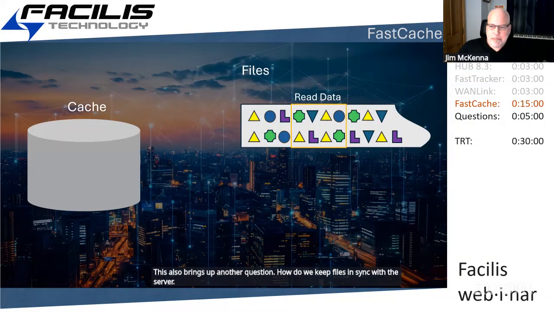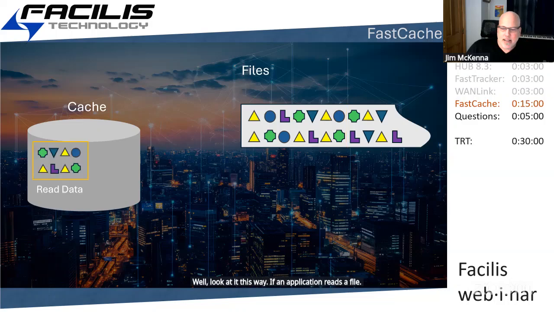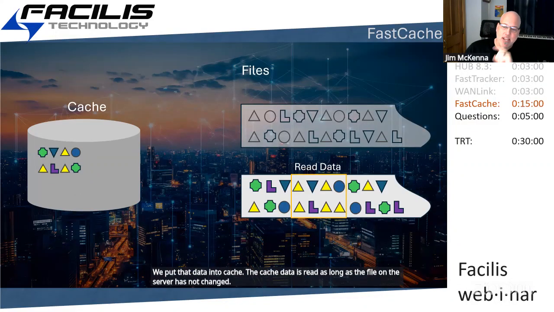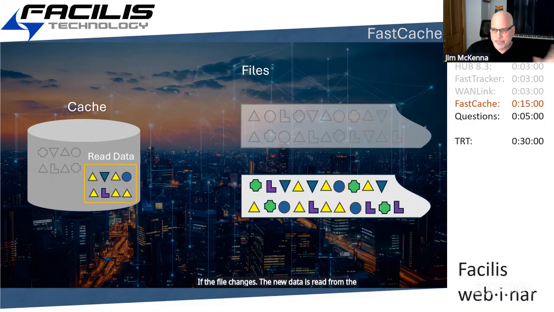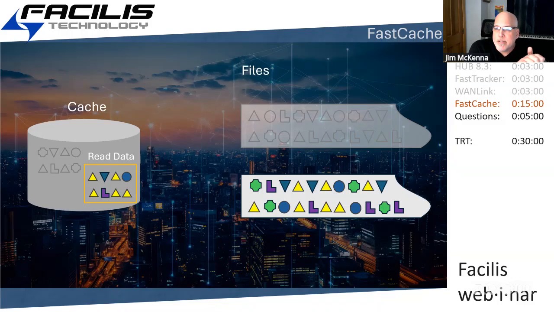Well, look at it this way. If an application reads a file, we put that data into cache. The cache data is read as long as the file on the server has not changed. If the file changes, the new data is read from the changed file and saved to cache. In this way, we are always in sync with the server as long as the files are being accessed.